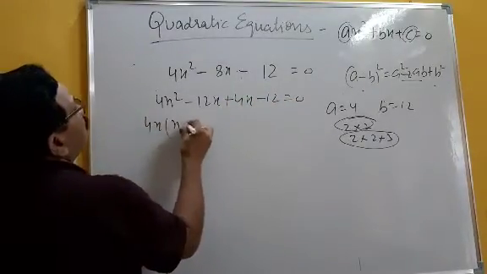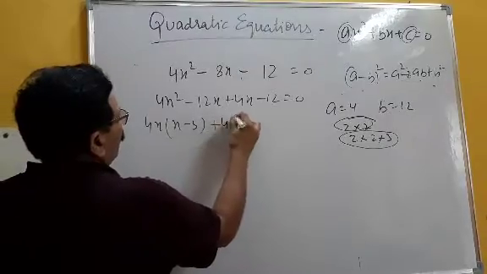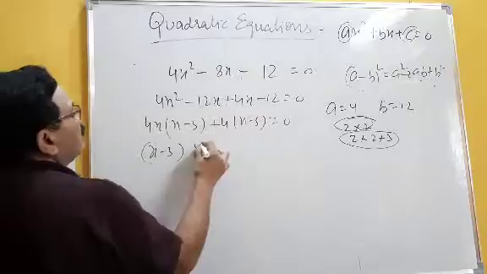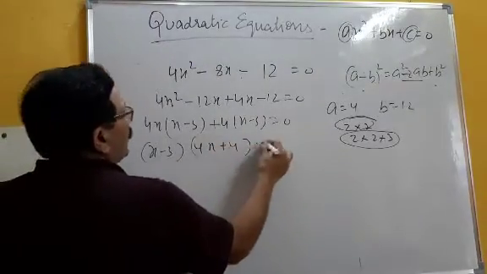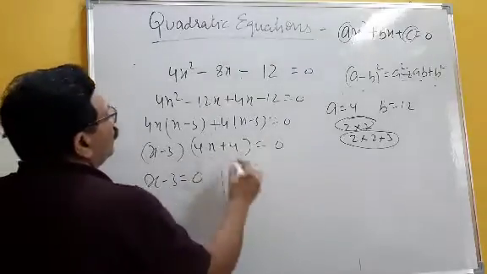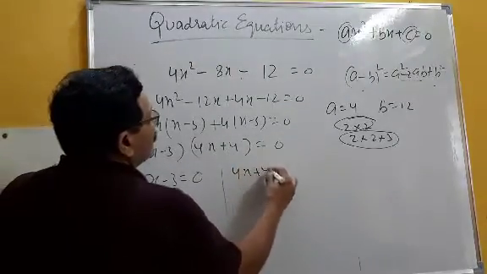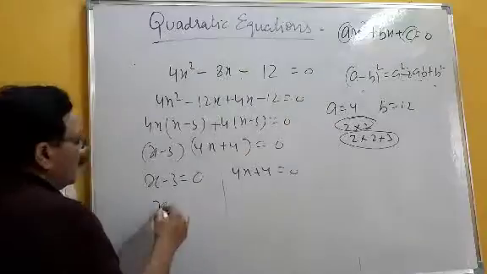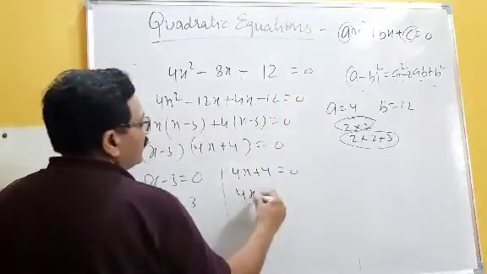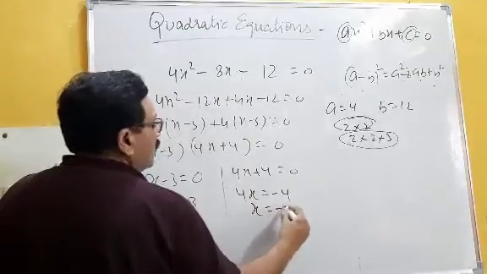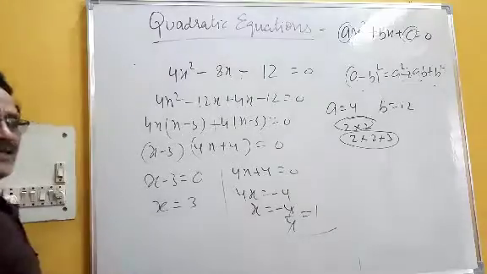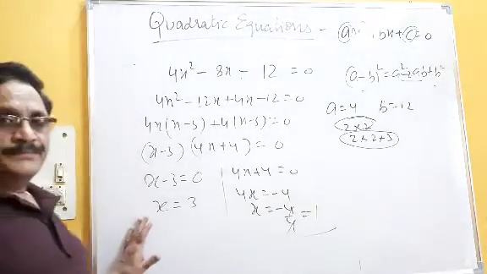Taking 4x common, x minus 3, 4 common, x minus 3 equals 0. So (x minus 3)(4x plus 4) equals 0. Then same, x minus 3 equals 0 and 4x plus 4 equals 0. So here what are you getting? x equals 3. And then solve: 4x equals minus 4, x equals minus 4 upon 4, minus 1. So you can compare with the last answer, the answers are coming the same.